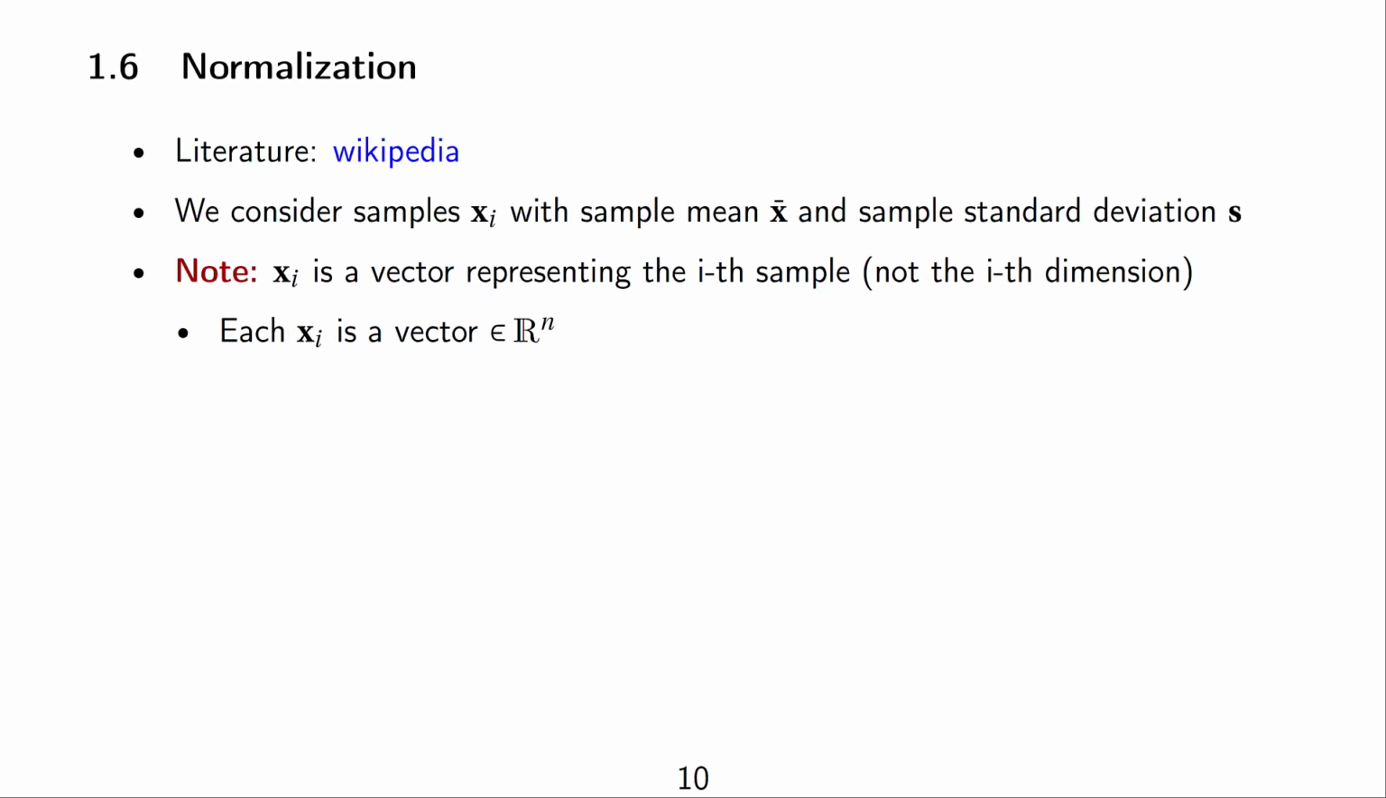Now we're going to review multiple possible ways to normalize. We're going to consider samples xi with a sample mean x bar and a sample standard deviation s. Note that x bar and s are vectors and they both have d components. And xi is the ith sample. Again, this is not referring to the ith dimension.